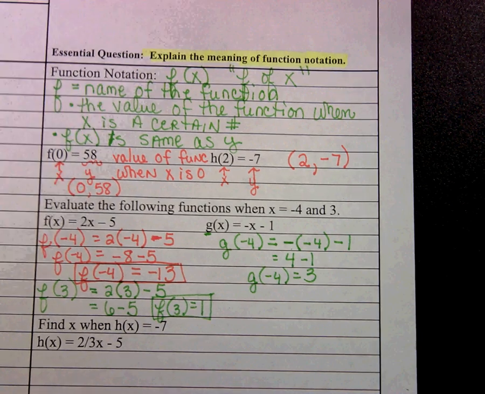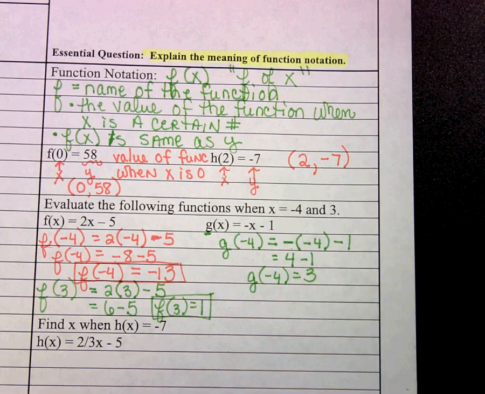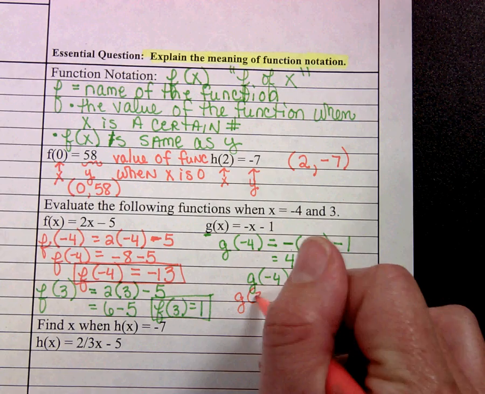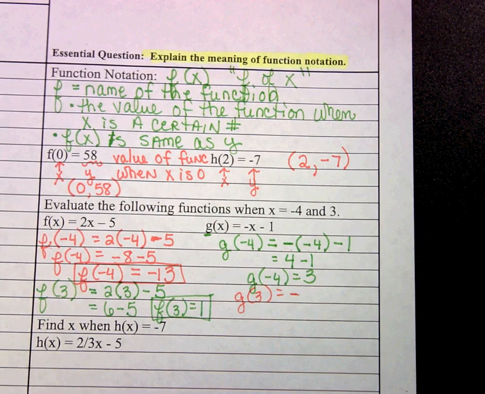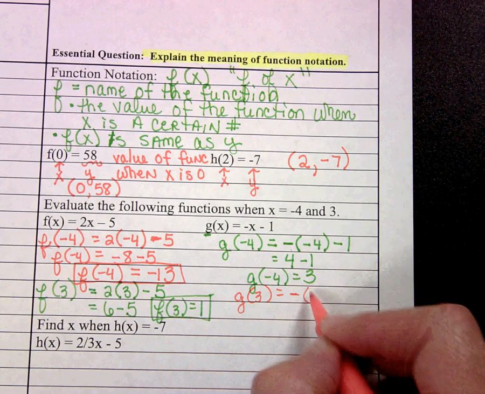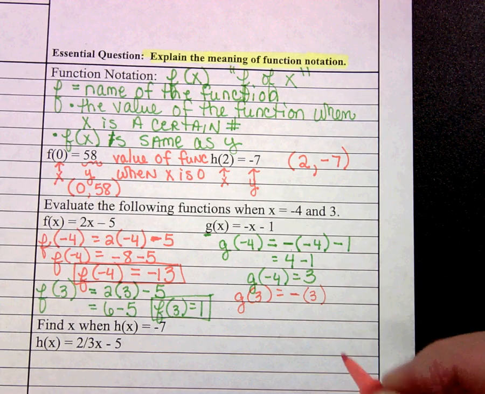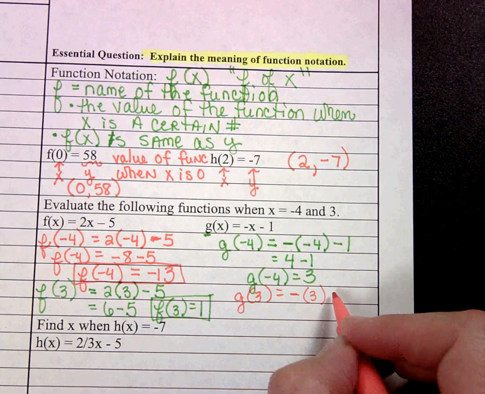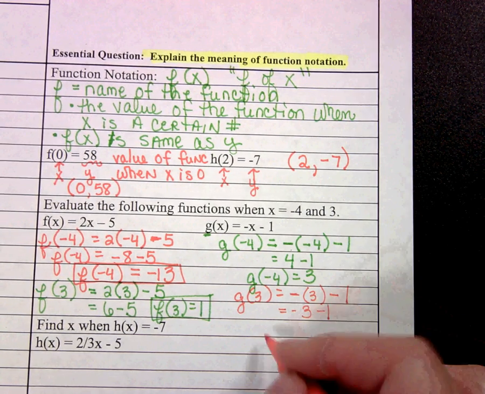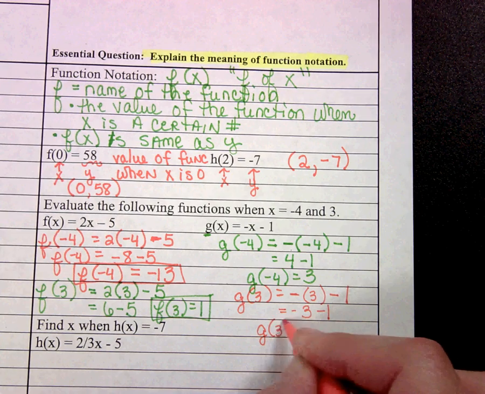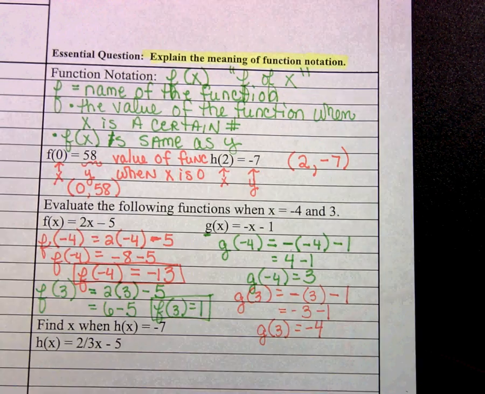Okay? Let's do g of 3 now. So again, we're going to write the negative sign. We're going to put in a 3. If you want to put parentheses, you can, but you don't have to by any means. So this is going to be negative 3 minus 1. And so g of 3 is negative 4.